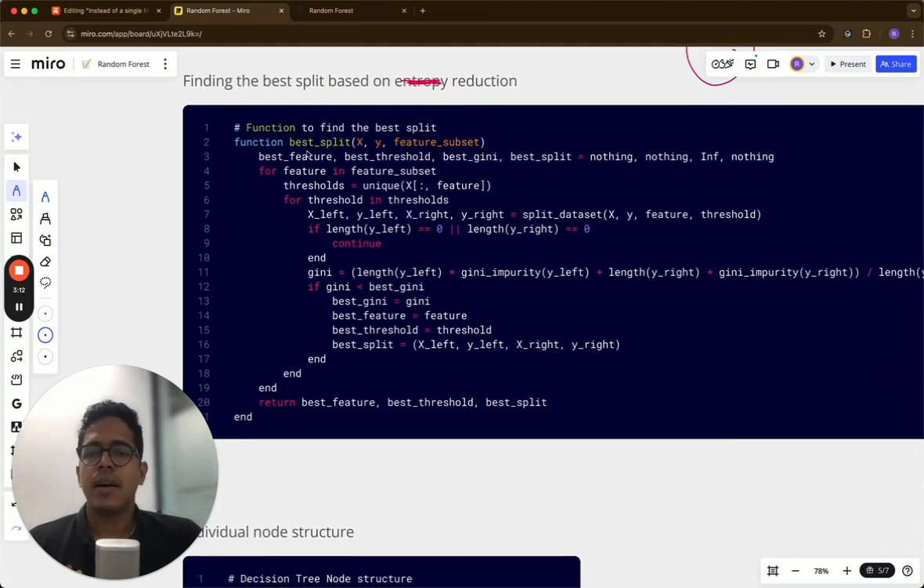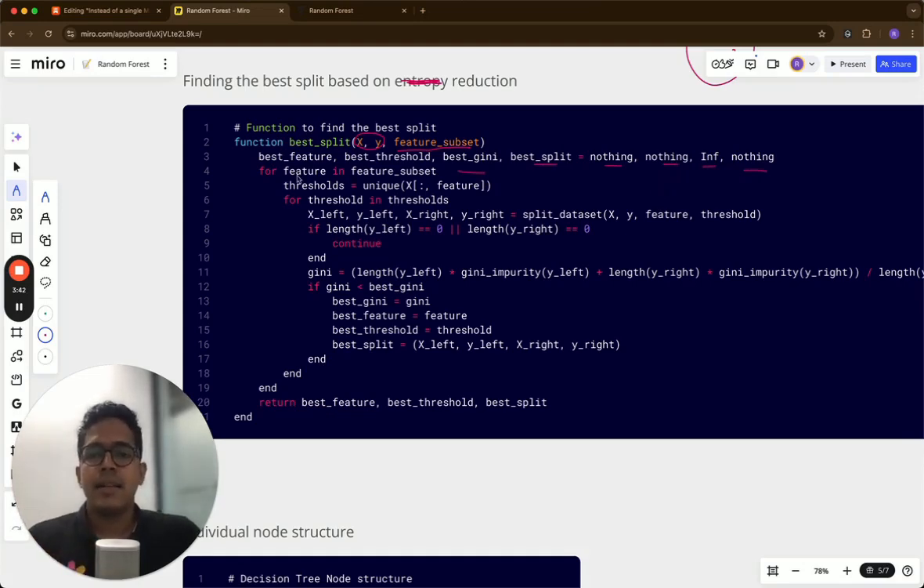So here we have to find the best split for a given data set X and Y and given subset of features. So X and Y is not the entire data. Please remember, it is subset of data. So first we say that the best feature, nothing. There is no best feature. There is no best threshold, meaning splitting is not possible. Current best Gini impurity is infinite, and best split also is nothing, meaning you can't find a better split. That is the initial assumption.